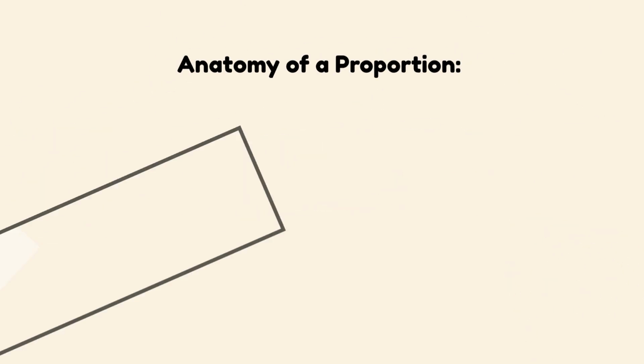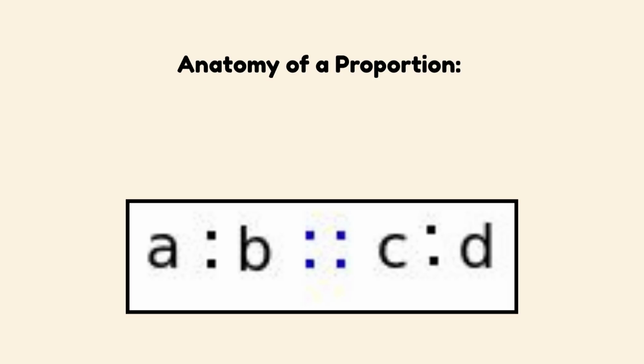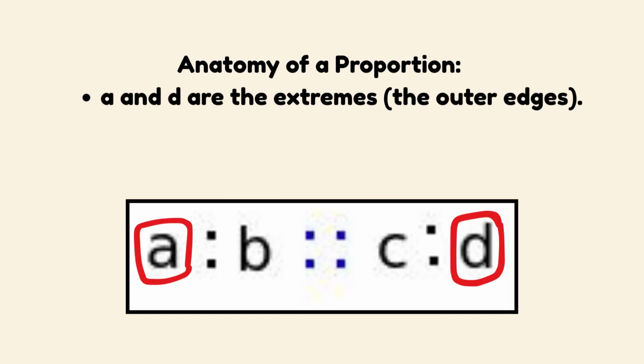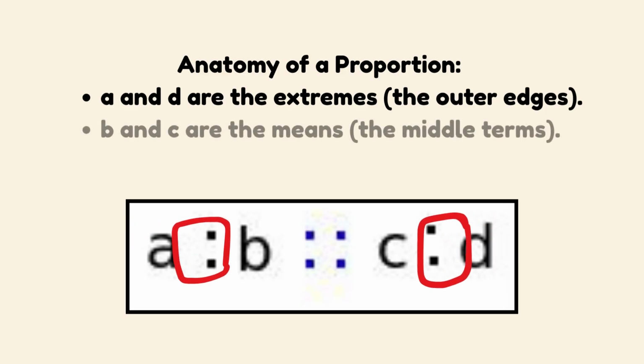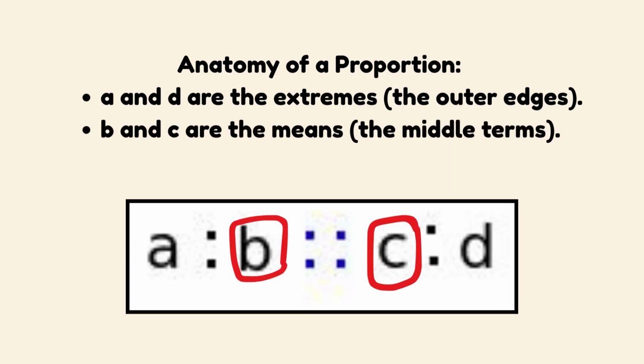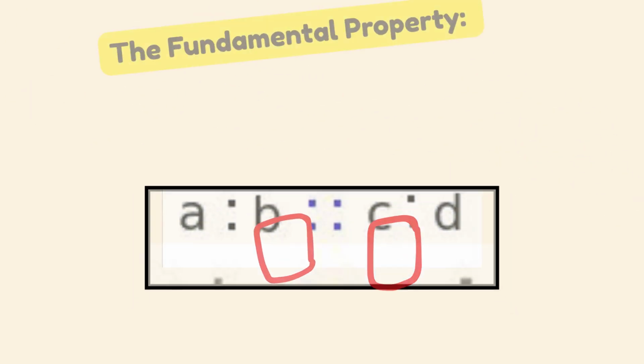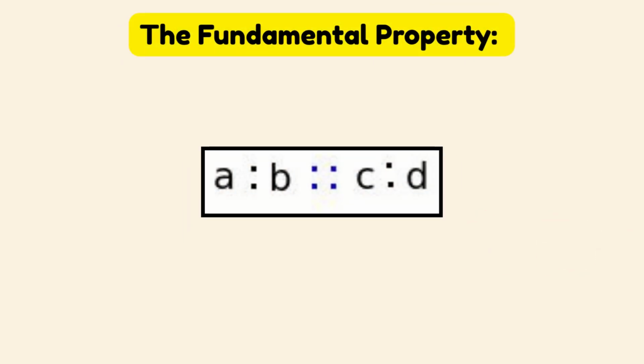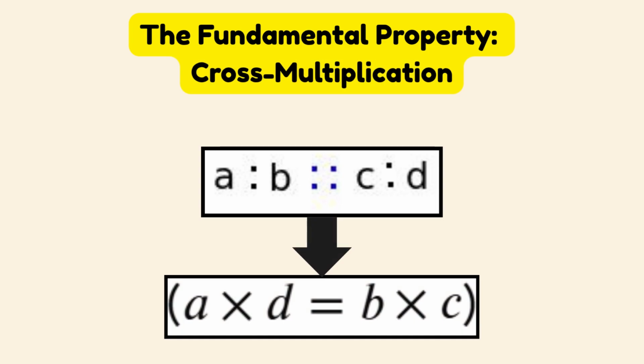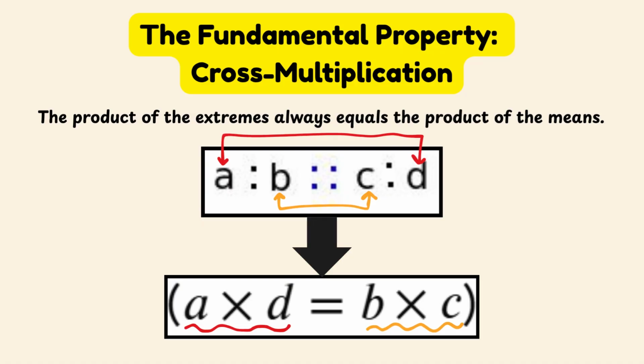Anatomy of a proportion. In the following proportion, A and D are the extremes, the outer edges, while B and C are the means, the middle terms. There is also a fundamental property of proportion, which is cross-multiplication. In a proportion, the product of the extremes always equals the product of the means.